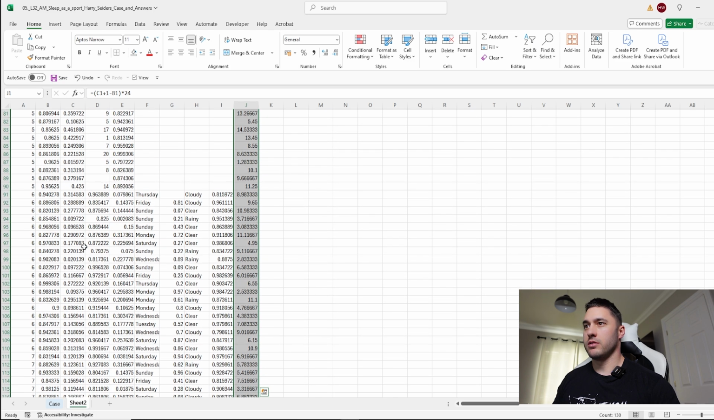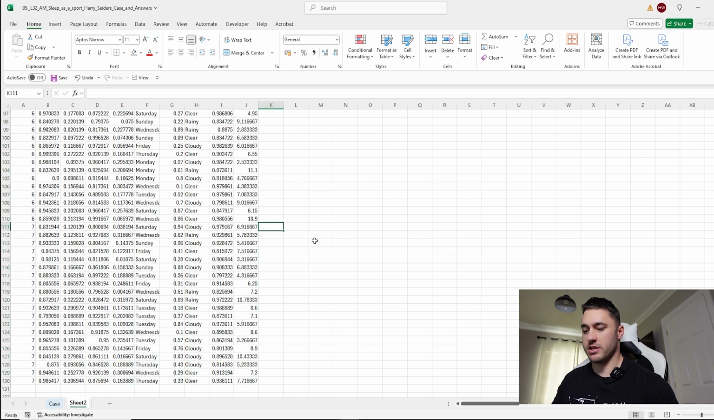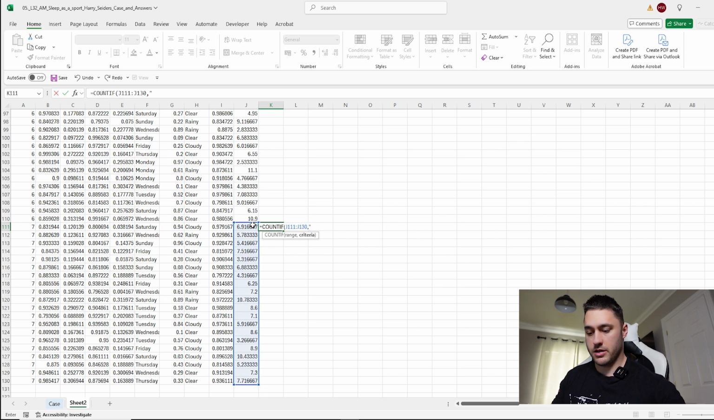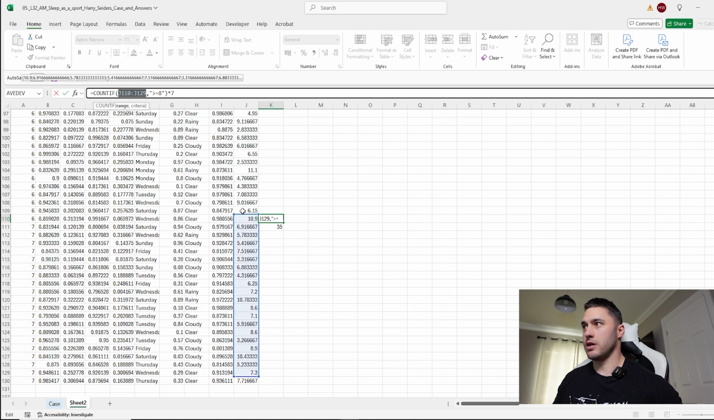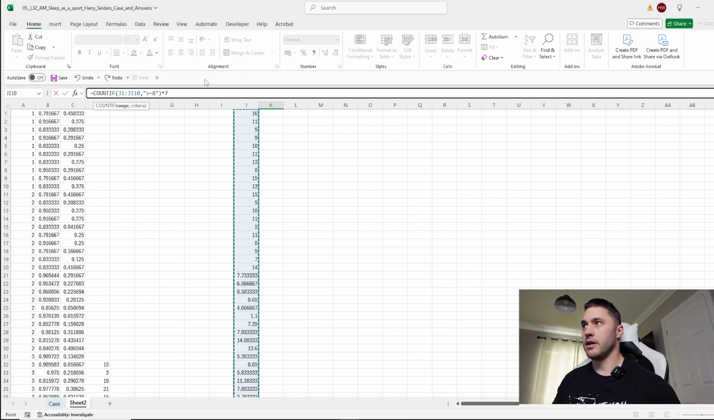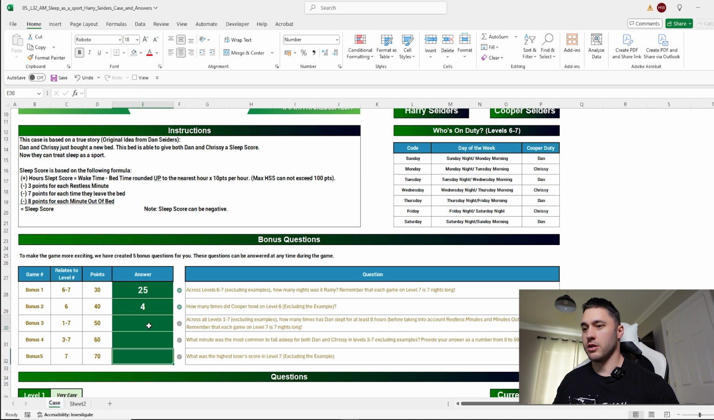So on level 7, we need to actually times it by 7 because there's 7 nights. So again, we're going to say count if this is greater than or equal to 8 times 7, so 35 nights. And then let's do exactly the same thing. So let's just drag that up, but let's change this to this section, and we don't want to times it by 7. So we get 59. So those two added together is 94 nights in total.